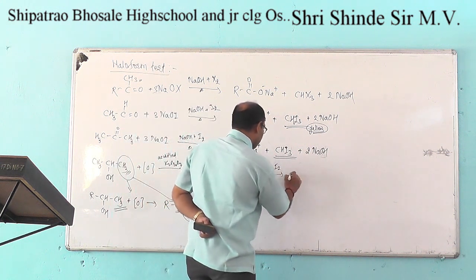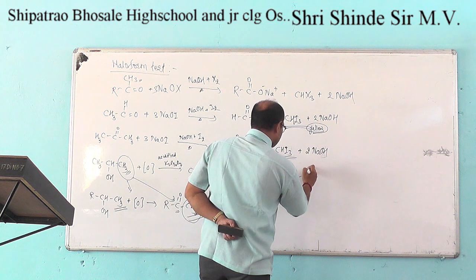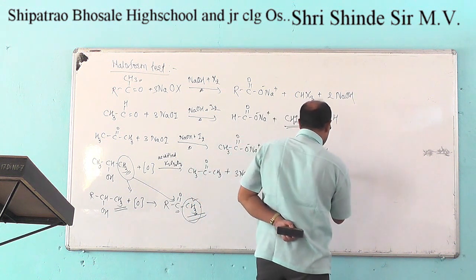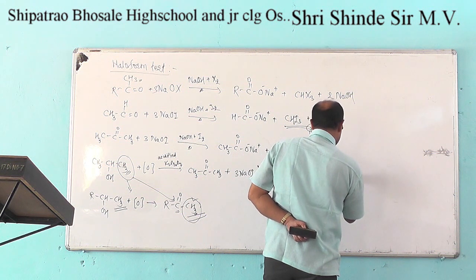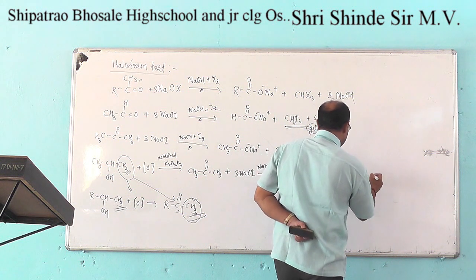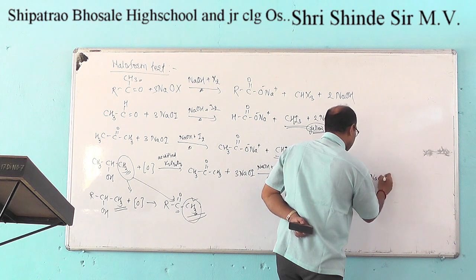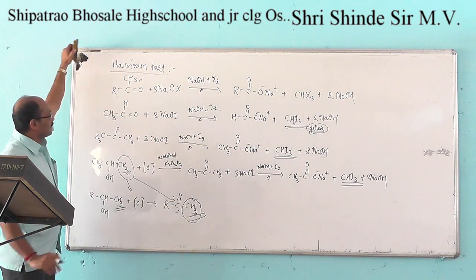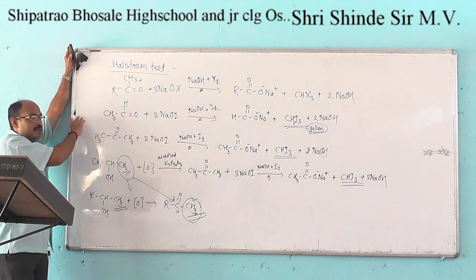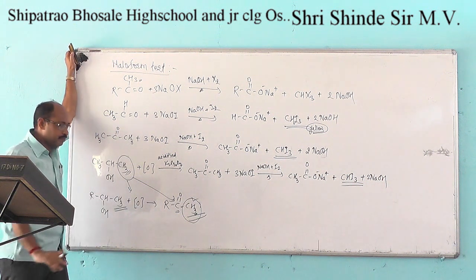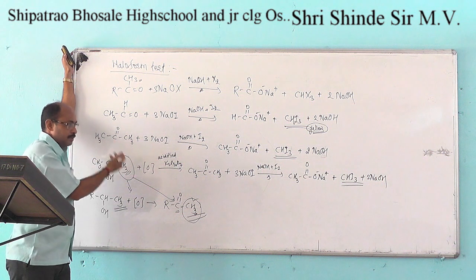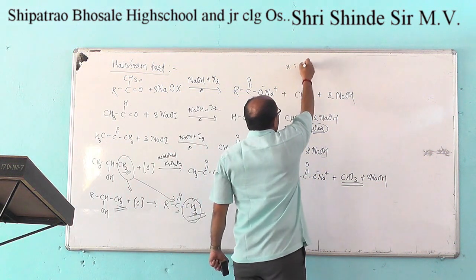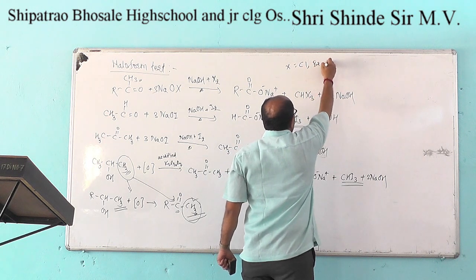gives us the formation of the corresponding sodium salt of ethanoic acid with the preparation of iodoform, the yellow precipitate of iodoform. This reaction is known as the haloform test, which involves the formation of haloform. Here we are having the formation of iodoform. X should be either chlorine, bromine or iodine.